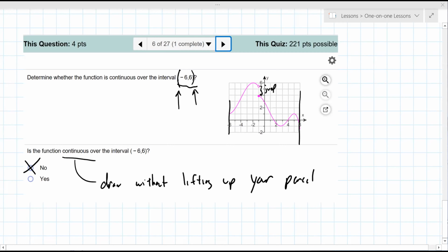Lovely. This next one has multiple parts, so we'll do the best we can here.